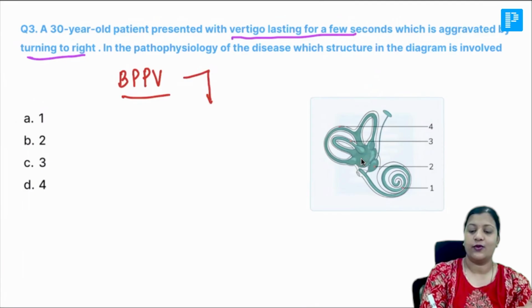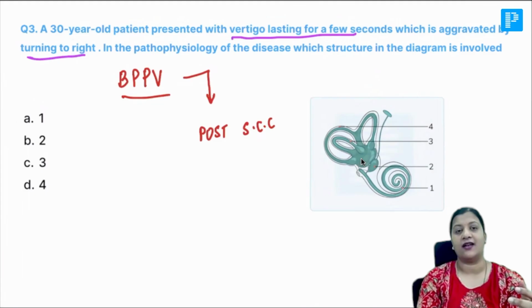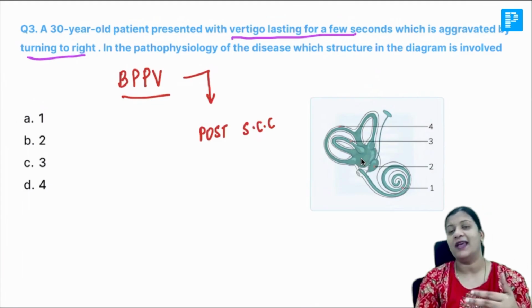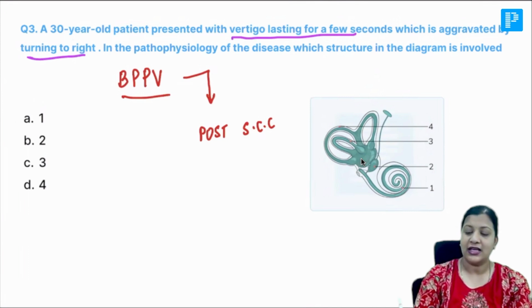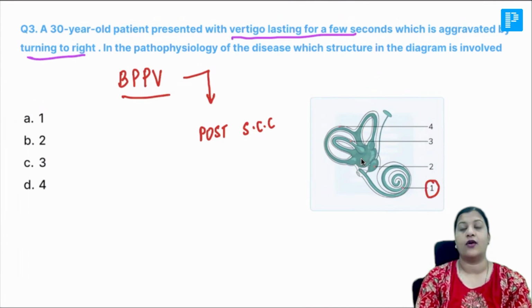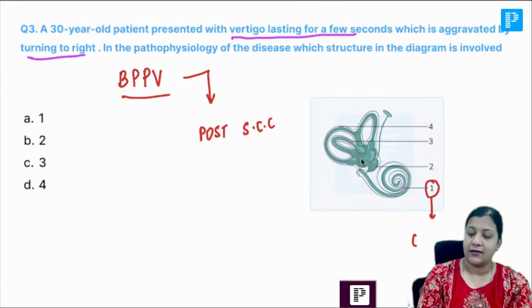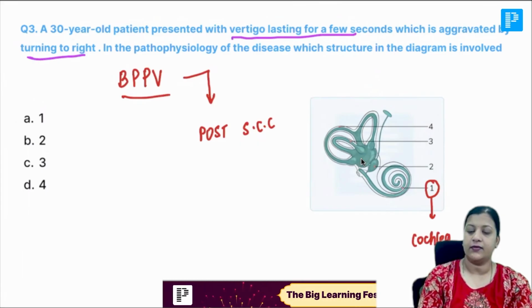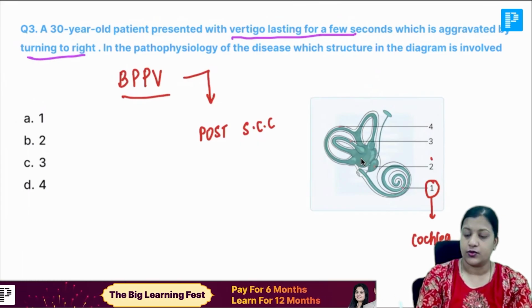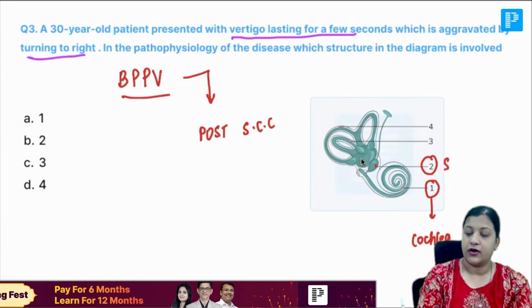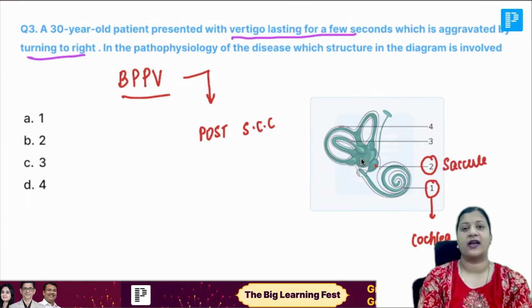We all know the most commonly involved canal here is the posterior semicircular canal. But they haven't asked you a direct question. They are asking which one in the image depicts the posterior canal. If we see the labeling, what is 1? It is nothing but your cochlea, right? What is 2? 2 is nothing but your saccule, correct?